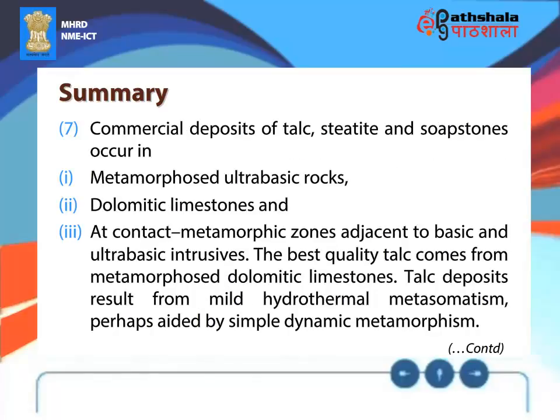Commercial deposits of talc, steatite, and soapstones occur in metamorphosed ultrabasic rocks, dolomitic limestones, and at contact metamorphic zones adjacent to basic and ultrabasic intrusives. The best quality talc comes from metamorphosed dolomitic limestones. Talc deposits result from mild hydrothermal metasomatism, perhaps aided by simple dynamic metamorphism.